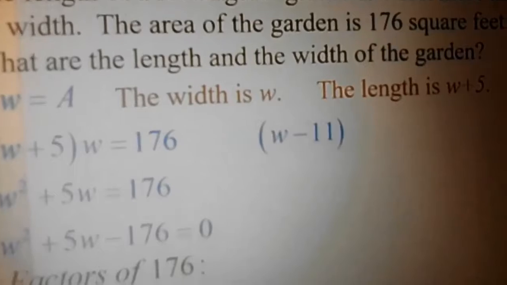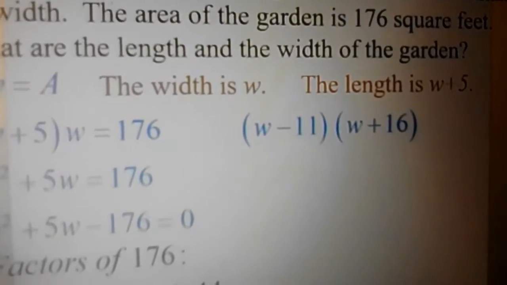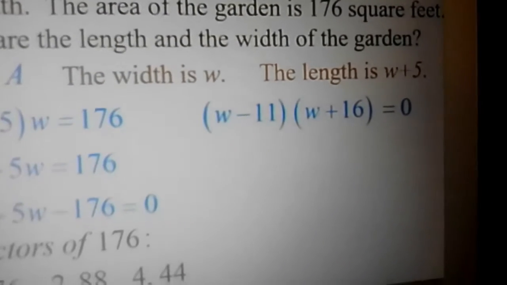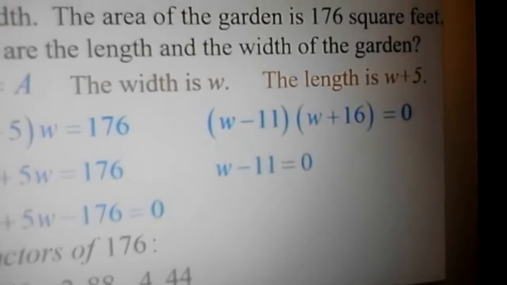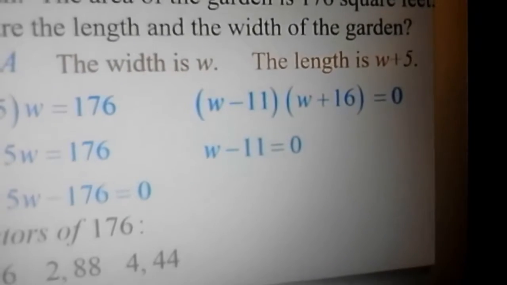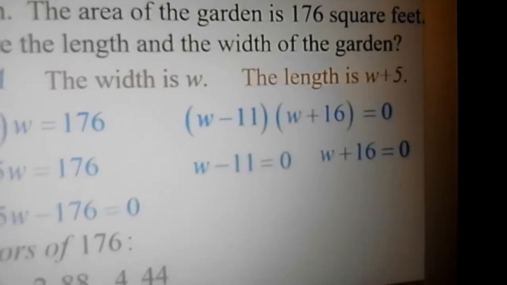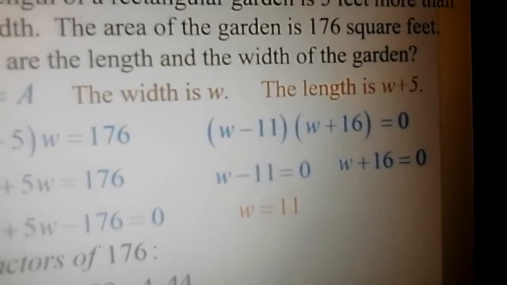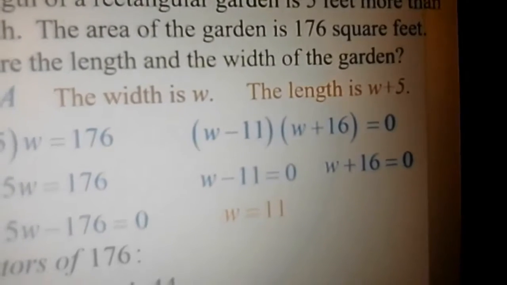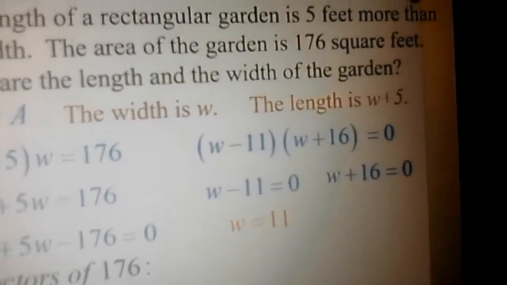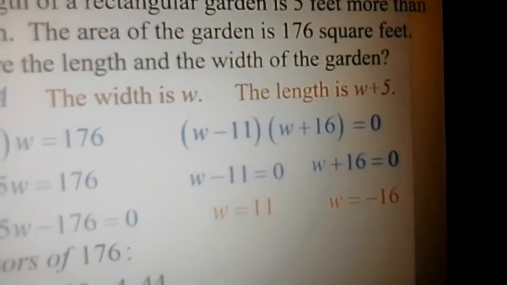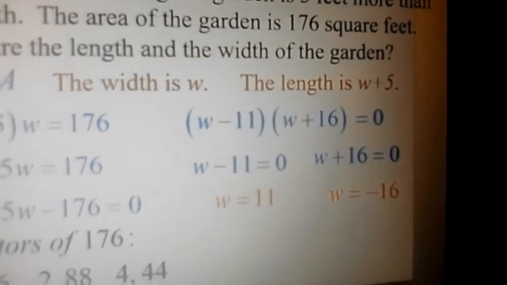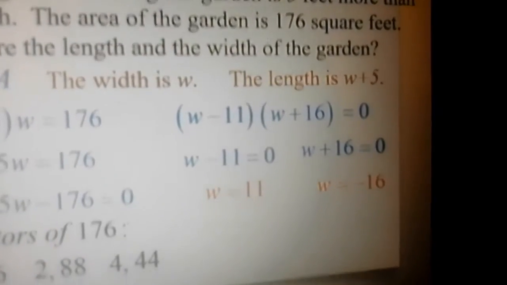So, we have the quantity W minus 11 times the quantity W plus 16 equal to 0. So, we can have W minus 11 equal to 0 and W plus 16 equal to 0 also. And W is equal to 11 by the addition property of equality, and W is equal to negative 16 by subtracting 16 from both sides.